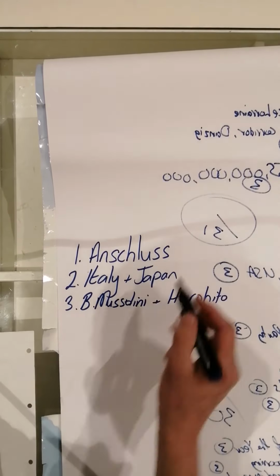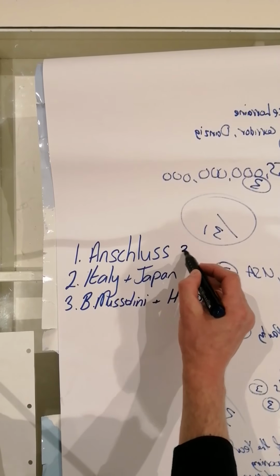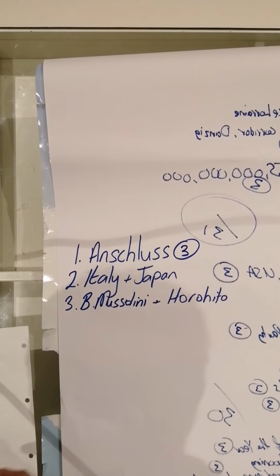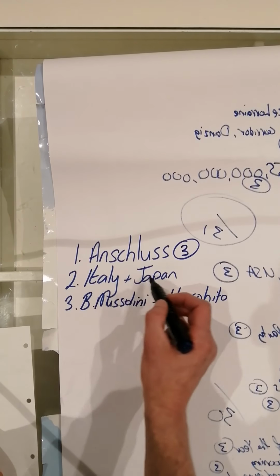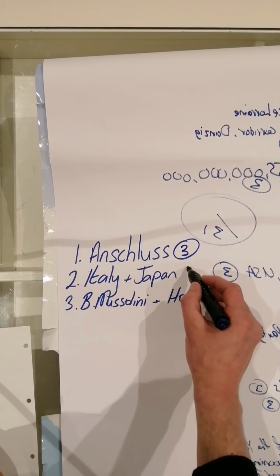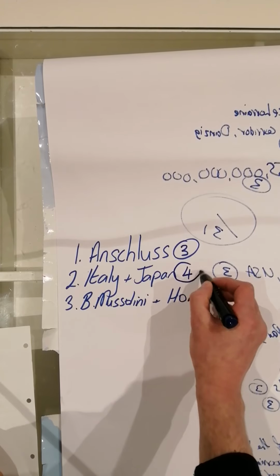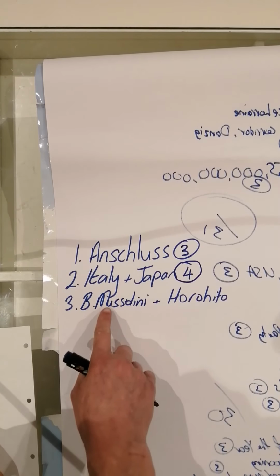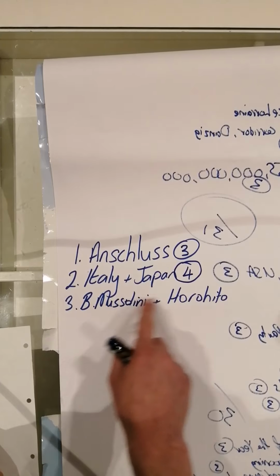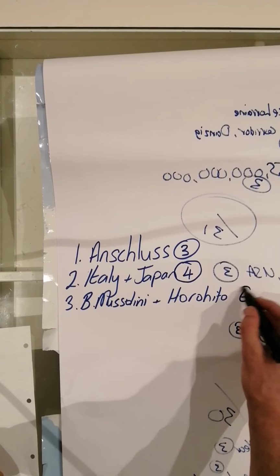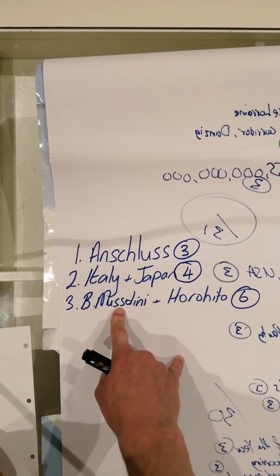Okay, and that is worth 3 points. And Italy and Japan are worth 2 points each to make up 4. And if you got the leaders' names, these are worth 3 points each. So 3 and 3 is 6. So obviously if you only get one right, you get 3 points.